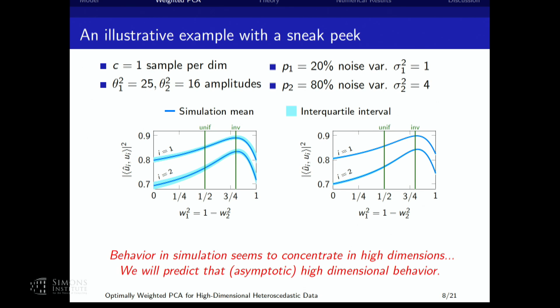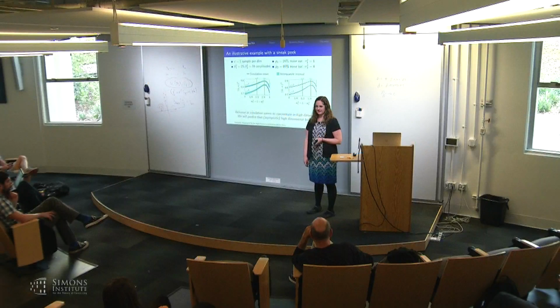Are you trying to find optimal weights just as a function of the sigmas, or also as a function of the fractions of each? I'm going to allow it to be a function of anything in the problem.